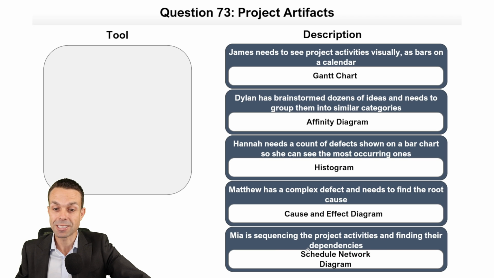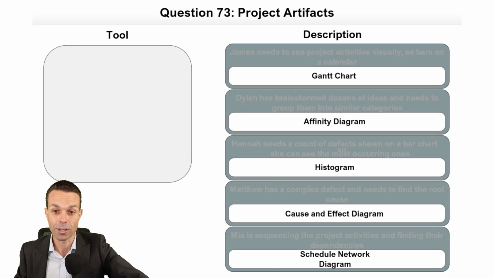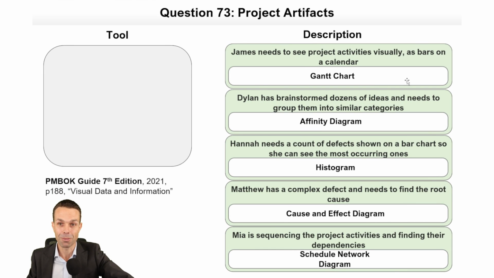And that's sequencing project activities and finding their dependencies. We can do that with a schedule network diagram. And all of those have come through correct. How did you guys go with that one? PMBOK Guide 7th edition, page 188, visual data and information.